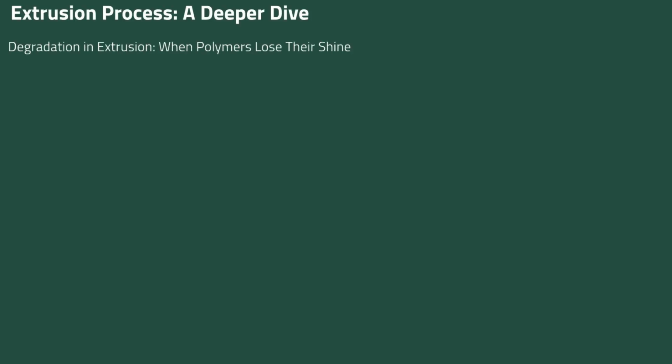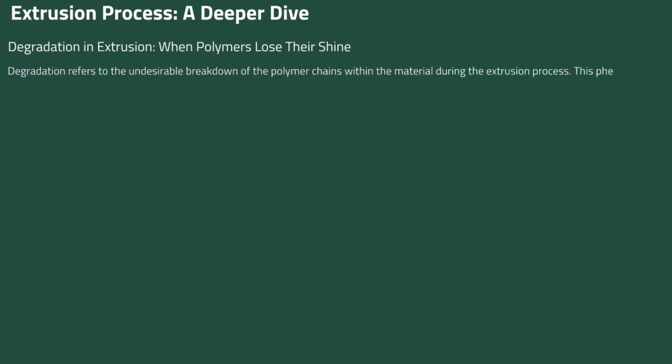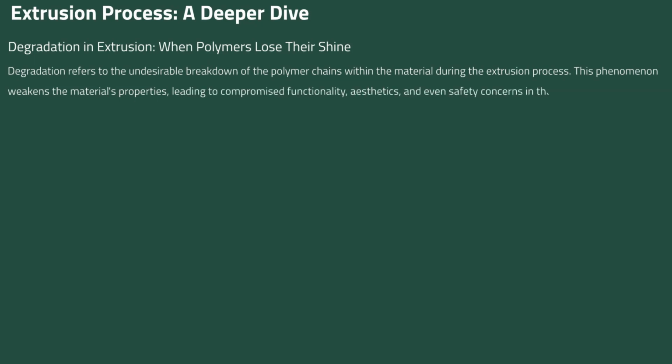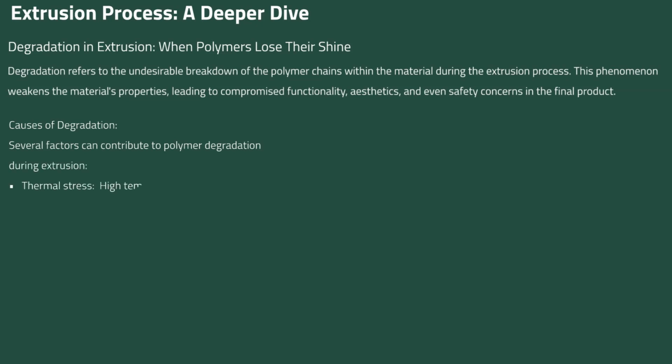Degradation in extrusion. When polymers lose their shine. Degradation refers to the undesirable breakdown of the polymer chains within the material during the extrusion process. This phenomenon weakens the material's properties, leading to compromised functionality, aesthetics, and even safety concerns in the final product. Causes of degradation. Several factors can contribute to polymer degradation during extrusion.